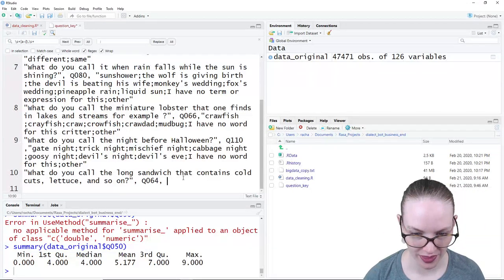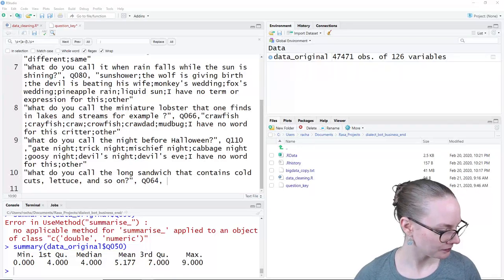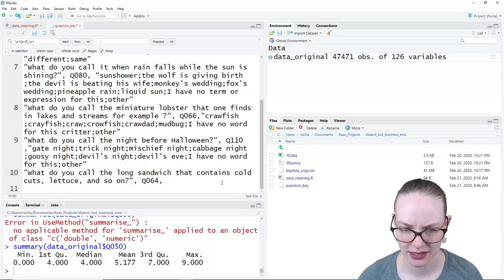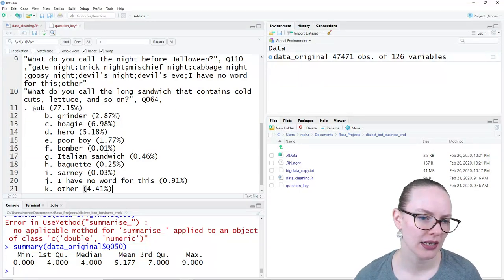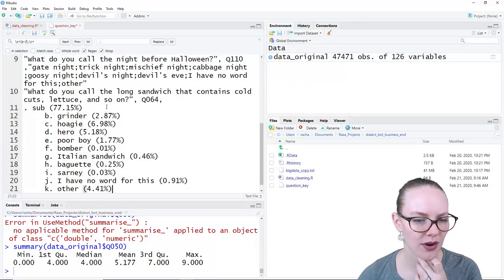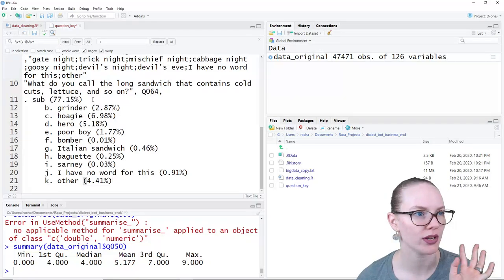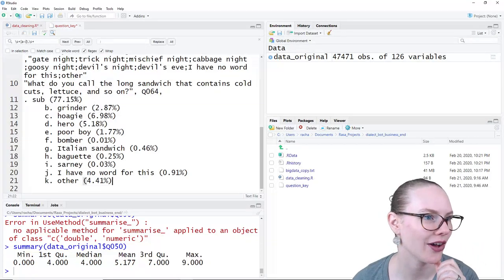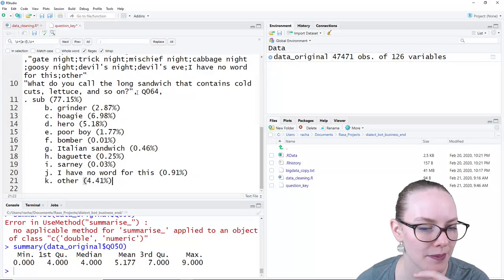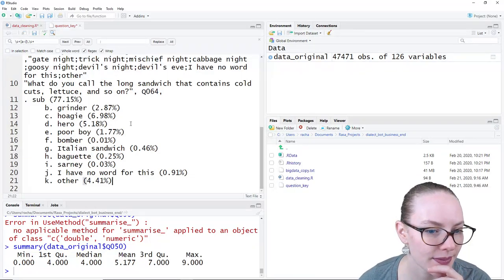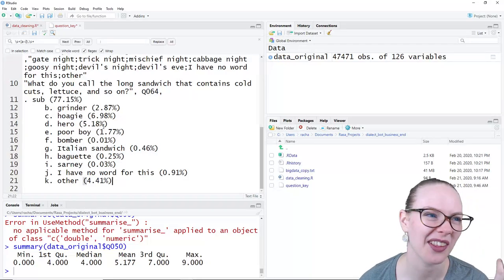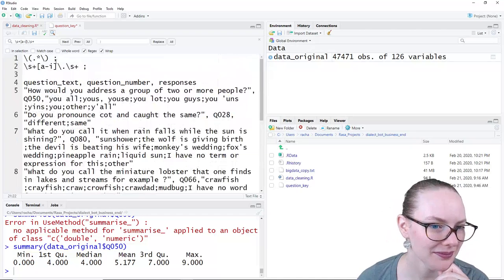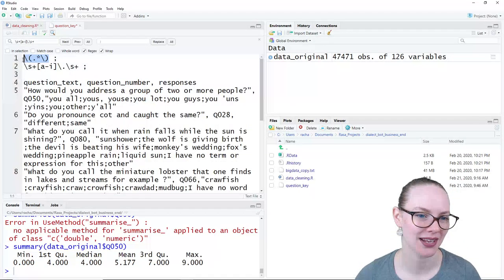So 64, and then our options are, what would I call this? I don't know what I'd call this. Sub, grinder, hoagie, hero, po' boy. No, po' boy is something specific. It can't just have anything on it. It's gotta have shrimp and remoulade sauce. Bomber, Italian sandwich, baguette, sarnie. I guess I'd call it a sub. I don't eat sandwiches of that type very often, so it's not really super relevant for me.